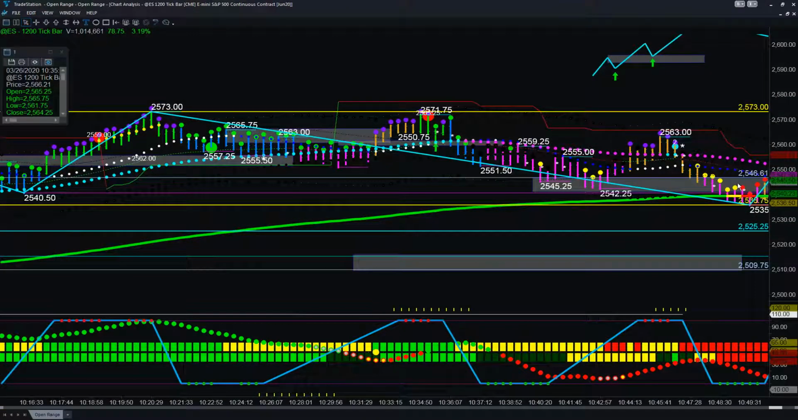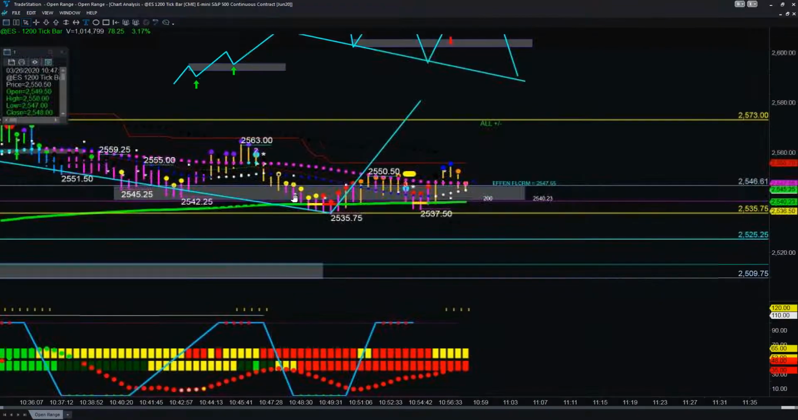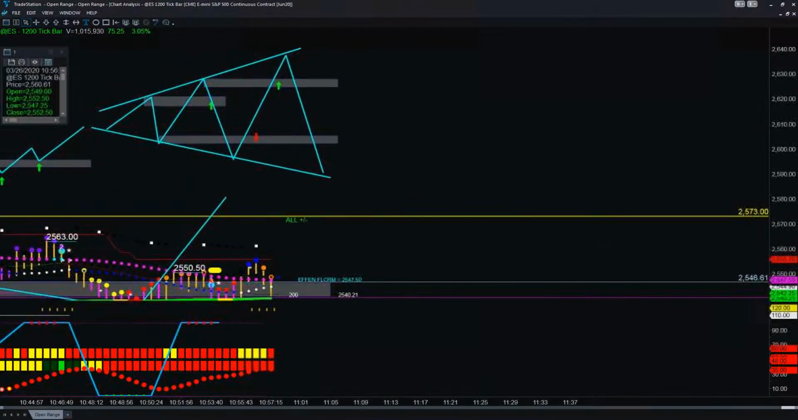So we took out 40s. This thing could range around. It could come up, come down, come up, come down, come up, come down. As long as it doesn't take out 35, 75, and it takes out 73 before that, that's a broadening pattern. That is this ugly sucker right here.